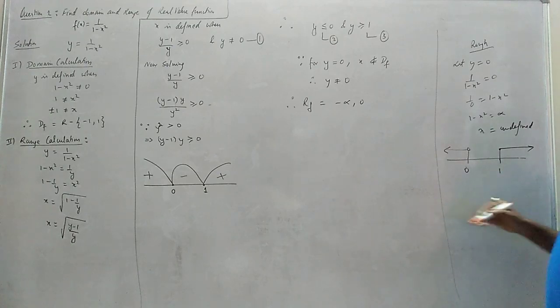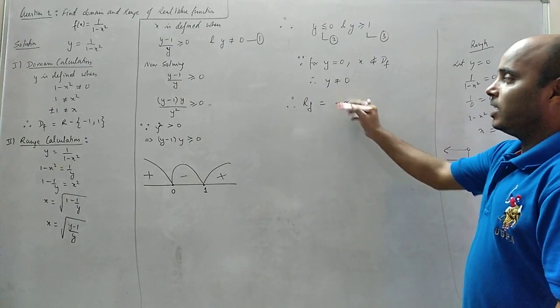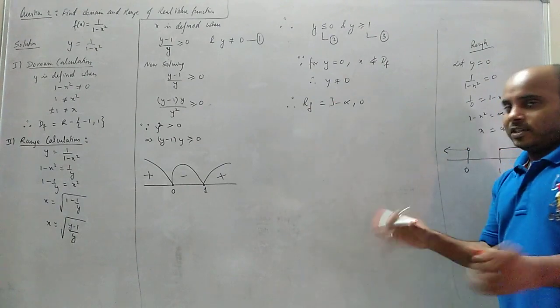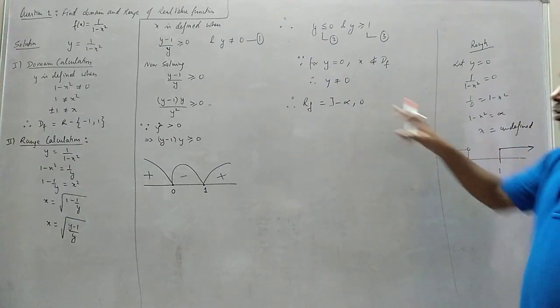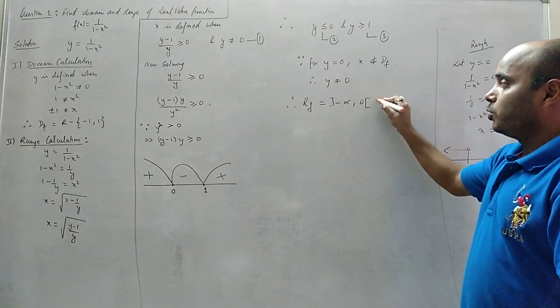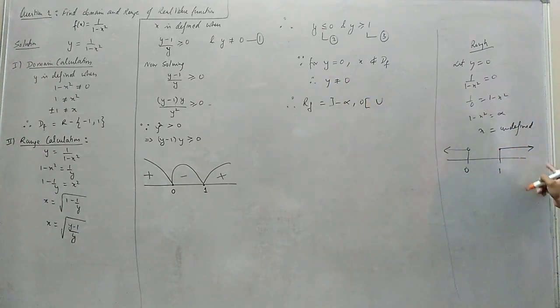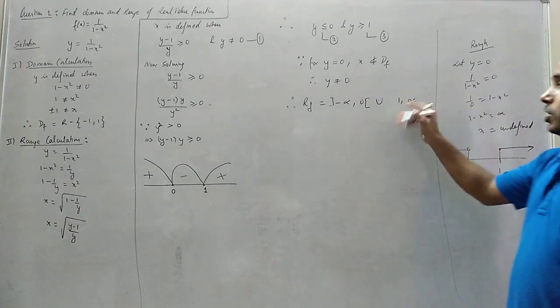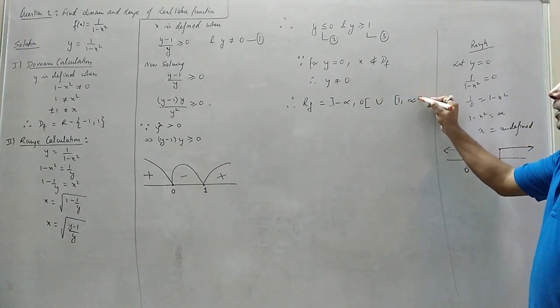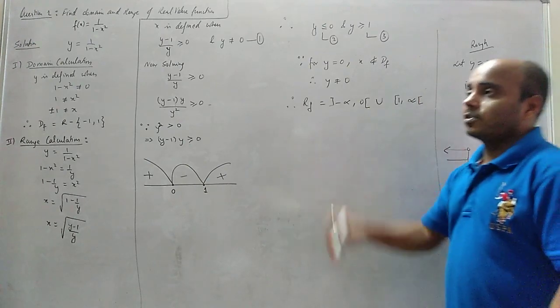And 1 to infinity. Now, first, minus infinity open bracket, always 0 open bracket or close bracket. Are we taking 0? No, we are not taking 0. Open bracket. Union 1 to infinity. 1 we are taking because it is equals, close bracket. Infinity we cannot take. So this is the final answer of the range.